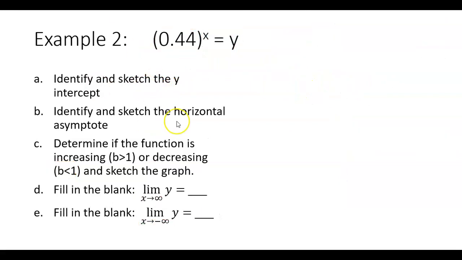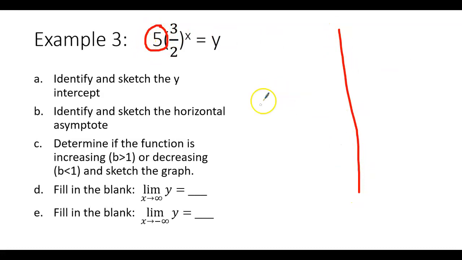Let's go ahead and take a look at our last example here before I give you guys some student practices to mess around with. What's my y-intercept? It's 5. There's that. My horizontal asymptote, 0.